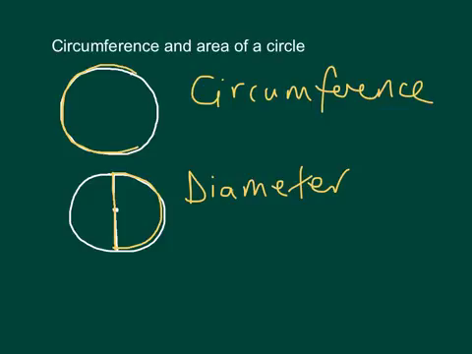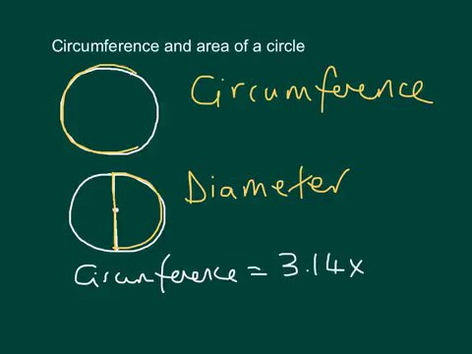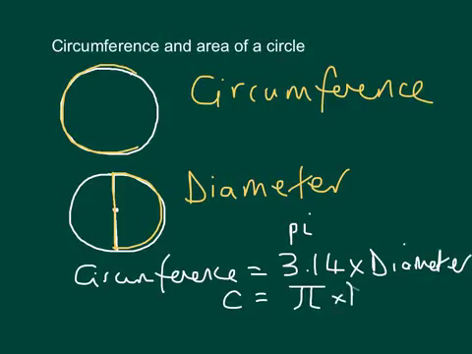And the actual formula says that the circumference is actually about 3.14 times the diameter. Now this number 3.14 has got a special name. It's called pi, and it is given this Greek symbol, which is the letter P in Greek, and it's called pi. So the circumference is pi times the diameter.